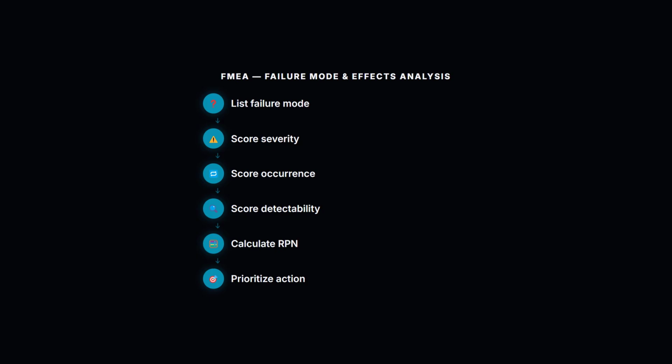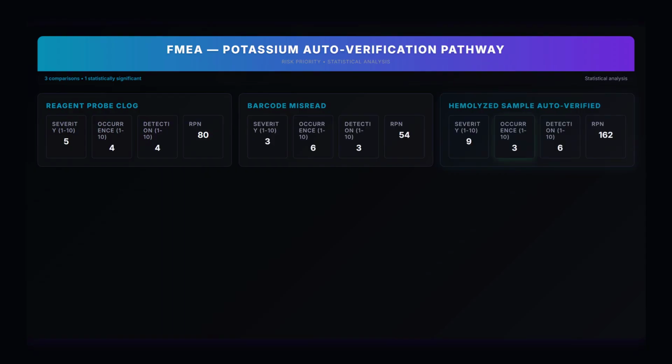Worked out on paper, 3 candidate failure modes on your automated potassium pathway might score like this. Reagent probe clogging scores moderate on all 3 factors. A barcode misread scores low severity but happens often. Middleware auto-verifying a hemolyzed sample scores catastrophic severity even though it's rare. And that risk priority number is exactly why hemolysis index auto-flagging deserves your CAPA attention first, ahead of the more frequent but lower stakes probe issue.